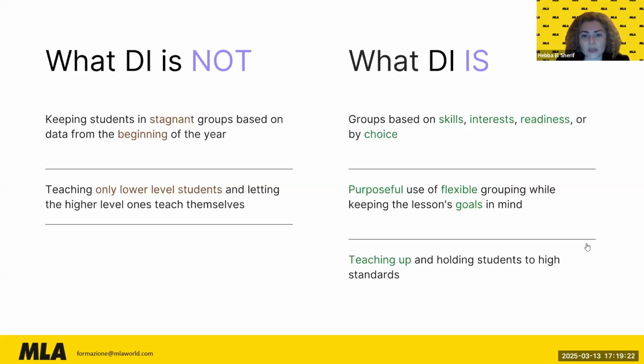Purposeful use of flexible grouping. This is what I was talking about a minute ago. Teaching up and holding students to high standards. We don't only differentiate for the weaker students. A long time ago, we used to ask the smarter students, or the kids who are better academically, when they're finished their task, how about I buddy you up with someone who needs help, or you can be the teacher's assistant and you can help them. But you're actually not being fair to that student because they're not learning in your class. So what you need to do in differentiation is make sure that everybody is learning up from where they're at. Okay?